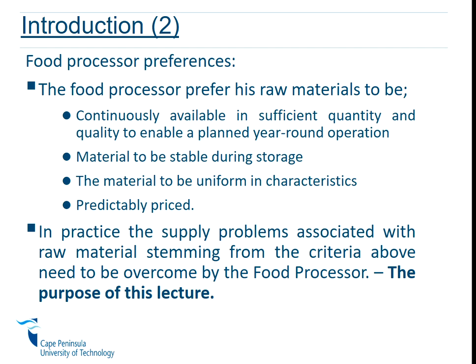However, in practice, the supply problems associated with raw materials stemming from the criteria above, this is what needs to be overcome by the food processor. And this is the aim of this lecture, that we should then be able to have markers that we can use in order to determine what is it that we are looking for in a raw material when we're purchasing, and what is it that we can measure to say that this raw material meets this criteria that we have.